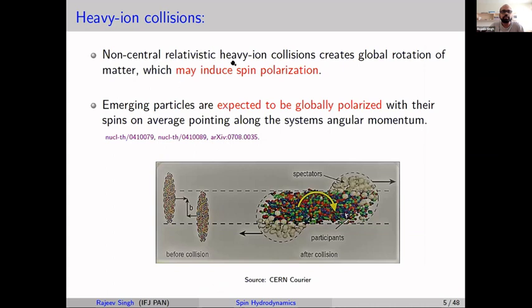Non-central relativistic heavy ion collisions can create a global rotation of matter, which may induce spin polarization. But what do we mean by spin polarization? Spin polarization of particles means the orientation of the spin of the particle relative to the angular momentum. That is the precise definition of spin polarization, and emerging particles are expected to be globally polarized, with the spins on average pointing along the system's angular momentum.